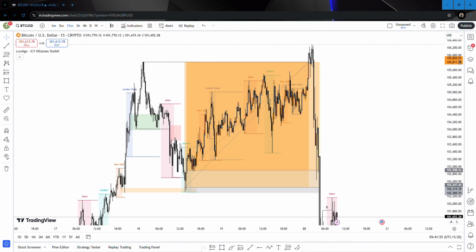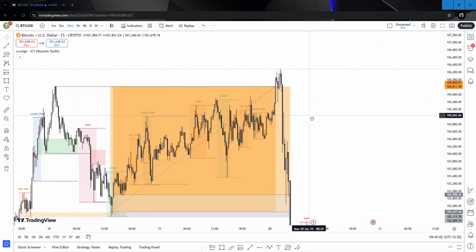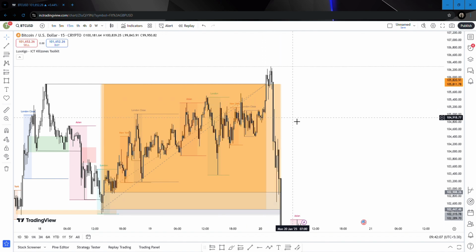See guys, at night our target was hit, like 1 a.m., sorry.